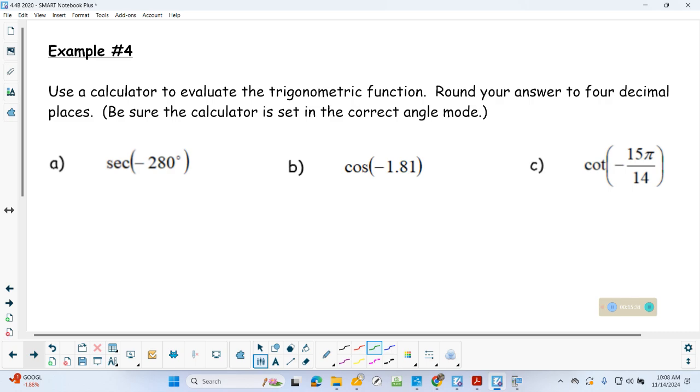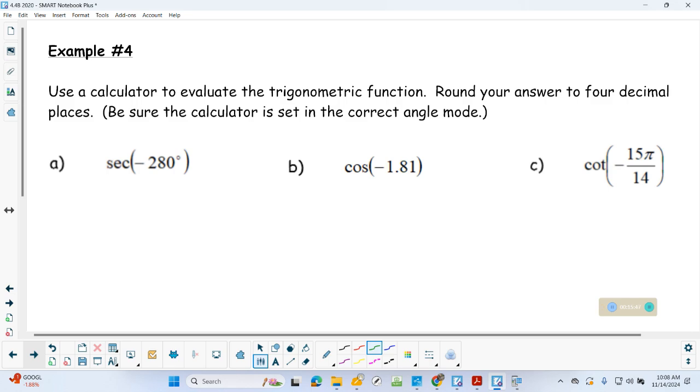If you use a calculator, evaluate, round to 4 decimal places. Be sure your calculator is in the correct mode. So I think one of the things that happened to us on the quiz, because I had some people get the calculator ones wrong, we're not switching our modes, we're checking our modes. So first, your first one should be in degrees.